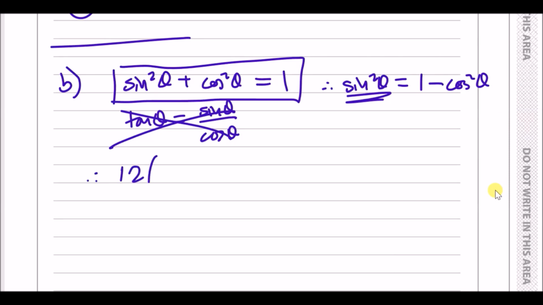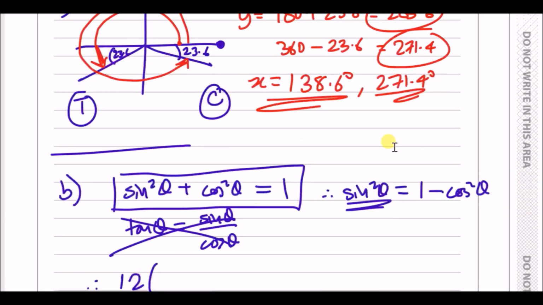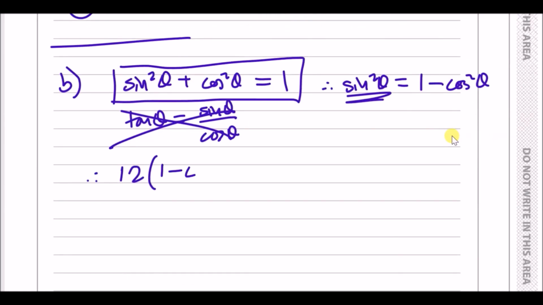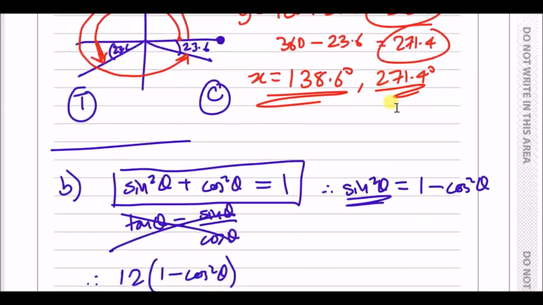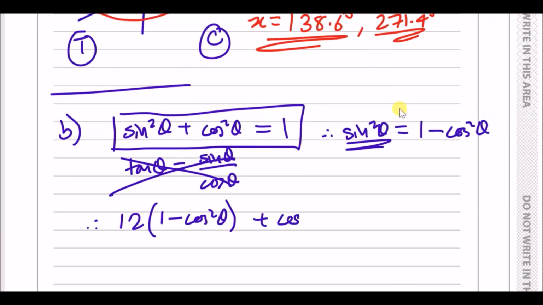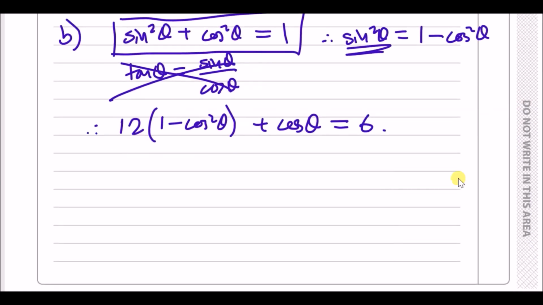So 12 times (1 minus cos squared theta) plus cos theta equals 6. All right, let's see what's next. Now let's expand the bracket. We're going to have 12 minus 12 cos squared theta plus cos theta equals 6.